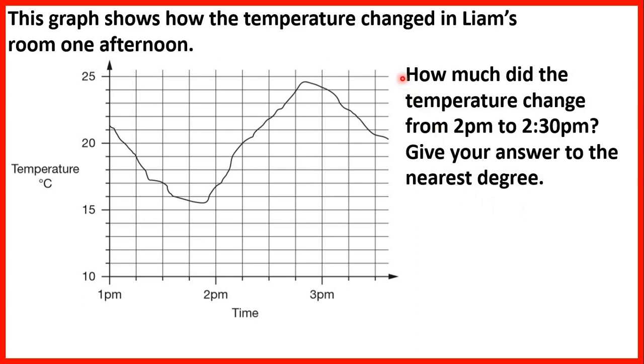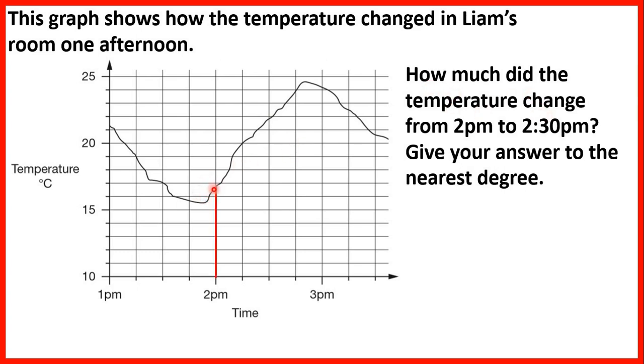Now, how much did the temperature change from 2 p.m. to 2:30 p.m.? Give your answer to the nearest degree. So we need to find the temperature at 2 p.m., the temperature at 2:30, and then find the difference. So subtract, because the question asks for how much the temperature changed.